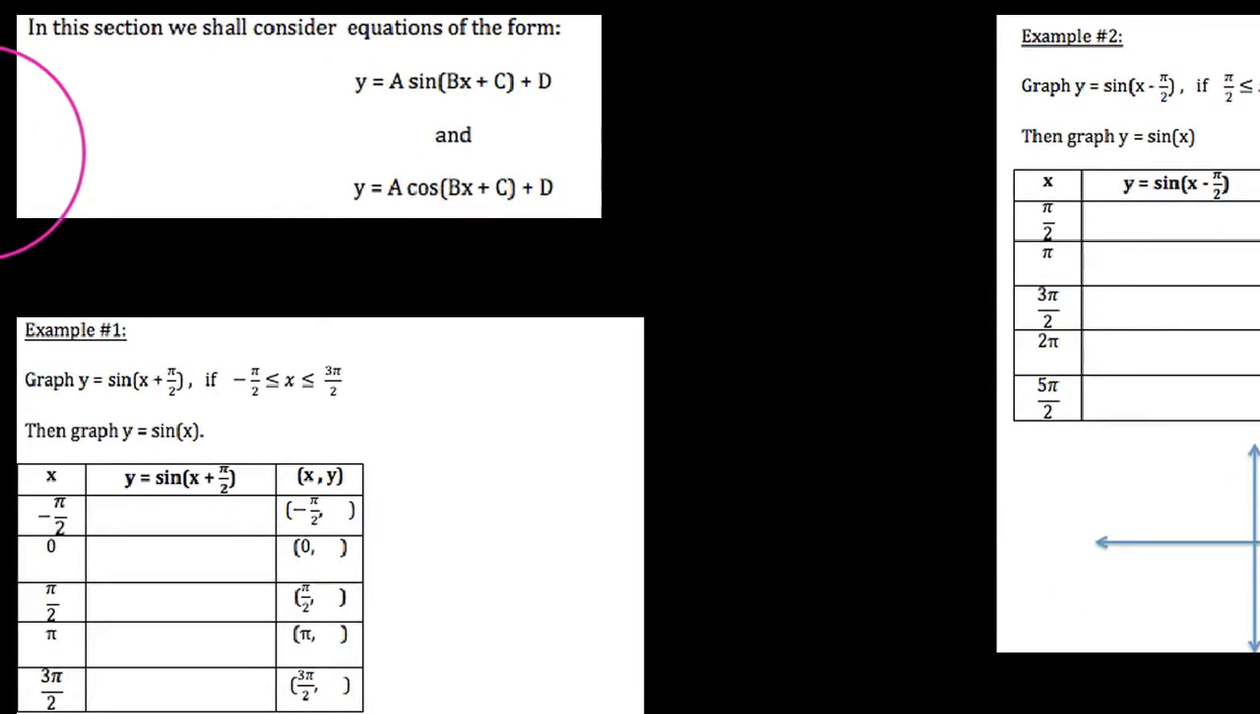Okay, YouTube, this is the last of a series of videos in which we're graphing trig functions. And in this video, we're going to be discussing horizontal translation. Horizontal translation is a fancy term for horizontal shift.